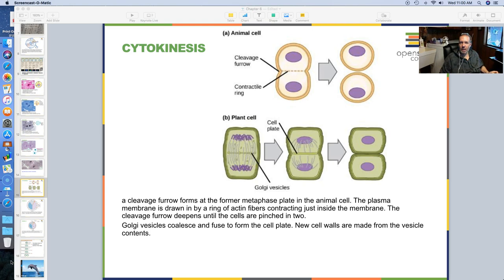In a plant cell, it's a little different. You actually have Golgi vesicles that form a cell plate, and then that cell plate eventually leads to new cell walls being constructed. And then at the end of that process, in a plant cell, you now have two separate cells. So instead of the cell being kind of pinched by the contractile ring, you actually get these organelles, Golgi vesicles, that fuse together to form a new cell plate that leads to two new cell walls. So that's the only other predominant difference in plant cells.